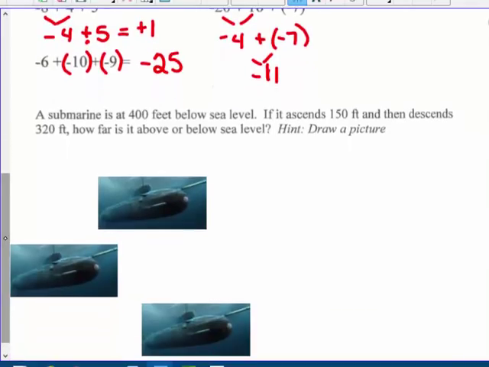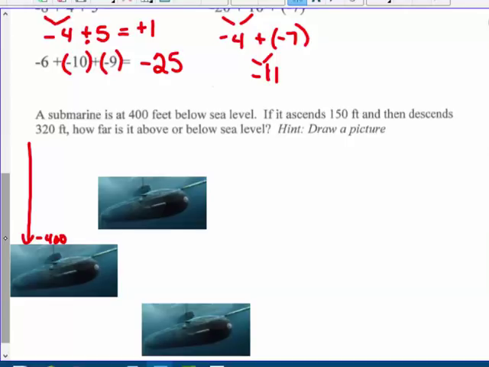Here's a word problem that we can sing along with. A submarine is 400 feet below sea level. If it ascends 150 feet and then descends 320 feet, how far is it above or below sea level? Hint, draw a picture. I grabbed a couple pictures and put them in here because my drawing isn't as nice as these submarines. So I'm going to start here, at negative 400. Negative 400, the integer represents 400 feet below sea level. We just say 400 feet below sea level in English, but that negative tells us that we're below sea level.